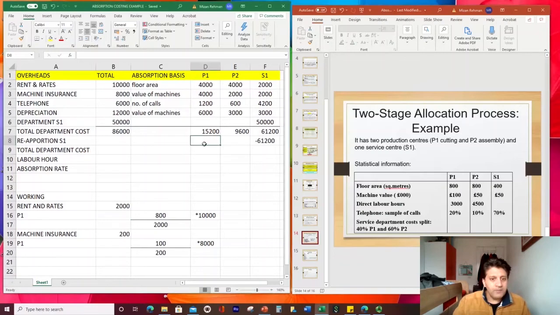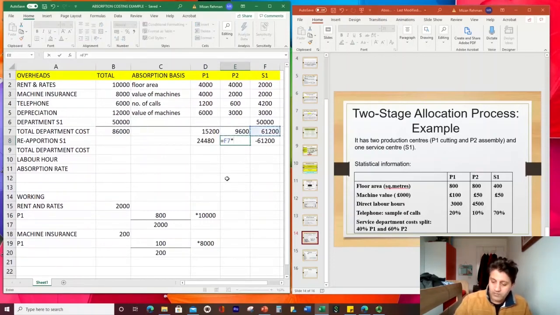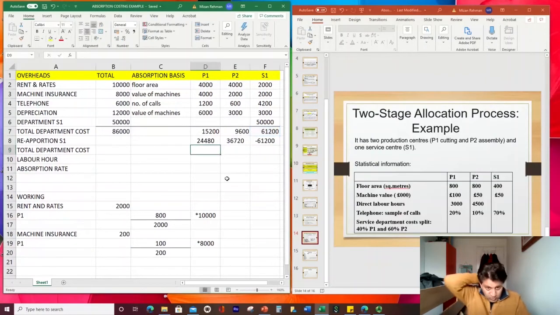So going back to my, okay, what cost? I get this cost times 0.4, and then again this cost times 0.6. 0.4 plus 0.6 is 1, so that's 100%. So I have allocated all of this cost to my P1 and P2. If I take the total, you'll see that the total is 61,200 and 61,200. So I have allocated all of the cost to my departments. Now, what is left now?